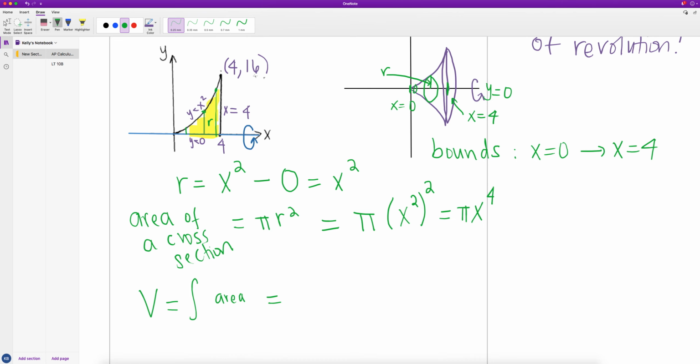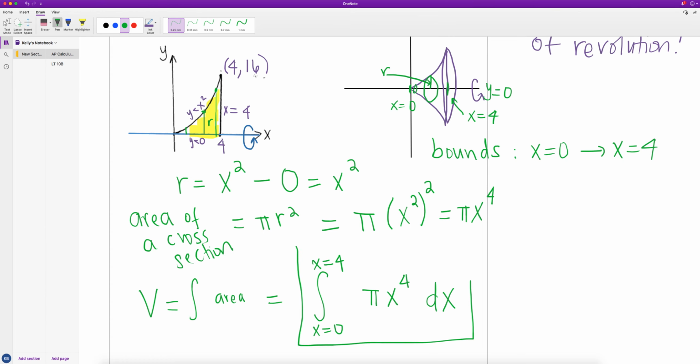So for us specifically, we're going to end up with the integral as x goes from 0 to 4 of the area of our cross section, which is pi times x to the 4th, and then we're integrating with respect to x. This right here would be our final answer for the integral that represents the volume of this two-dimensional shape that, when I rotate it about, I get this three-dimensional shape over here.